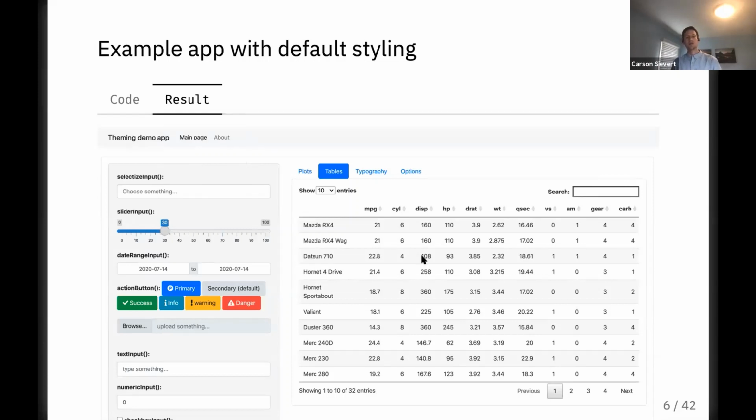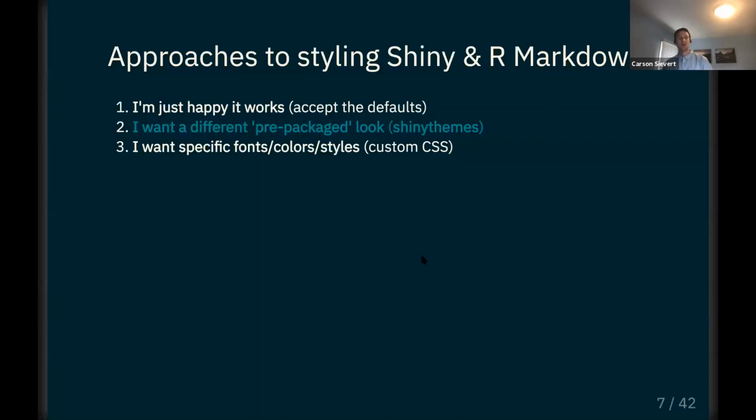And on the right-hand side, I have a tabset panel where I can flip through maybe different tables of data or look at different plots, look at different typography and other things. Right, so that's kind of the default look that we get with Shiny with those different core Shiny UI elements inside of it.